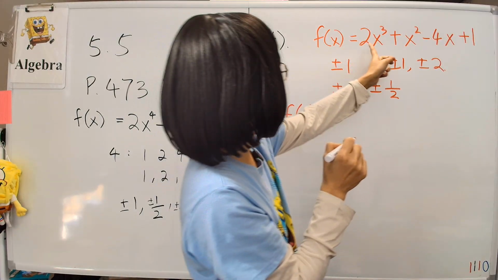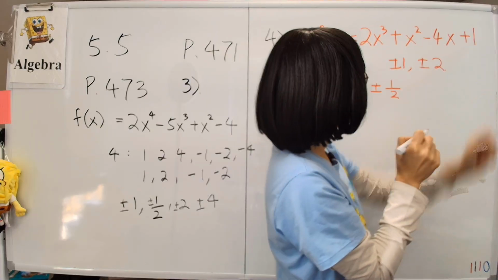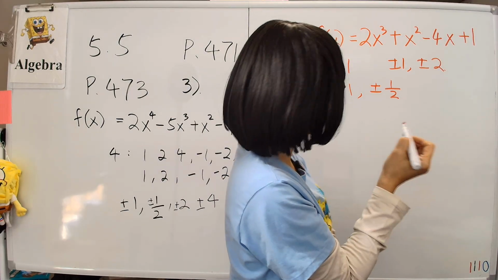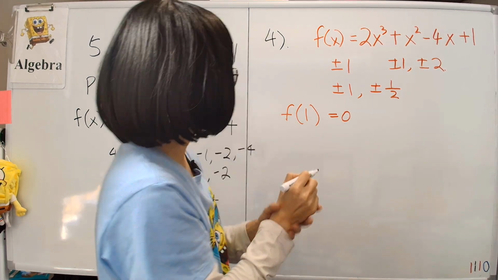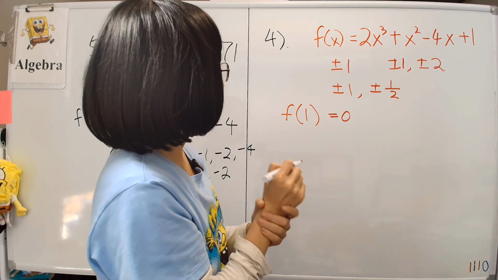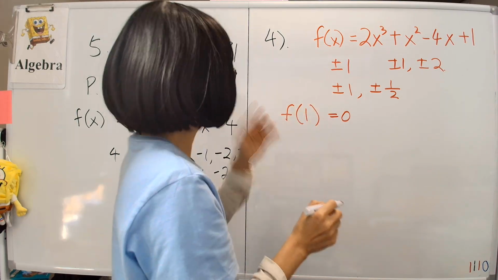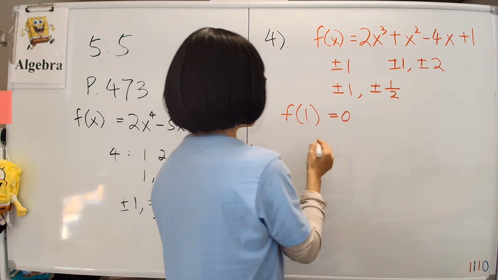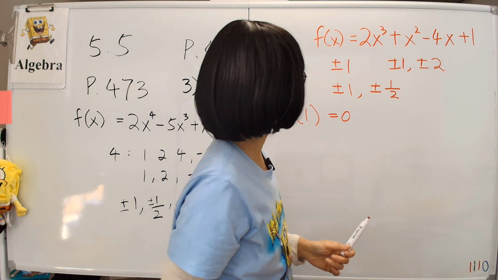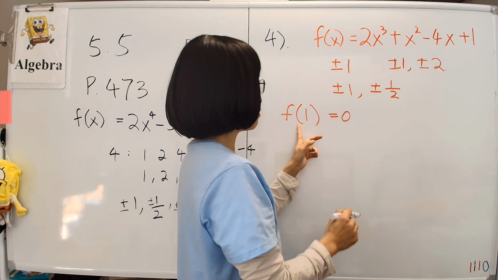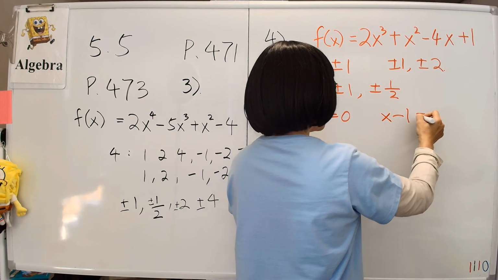Okay, that would be 2 plus 1 is 3, minus 4 plus 1, that is equal to 0. So f of 1 equals 0. So that will work. And now that we know that will work, we're going to attack it right there and not go any farther. At this point, let's do long division. So let me copy this down, because what this means is x minus 1 is a factor.